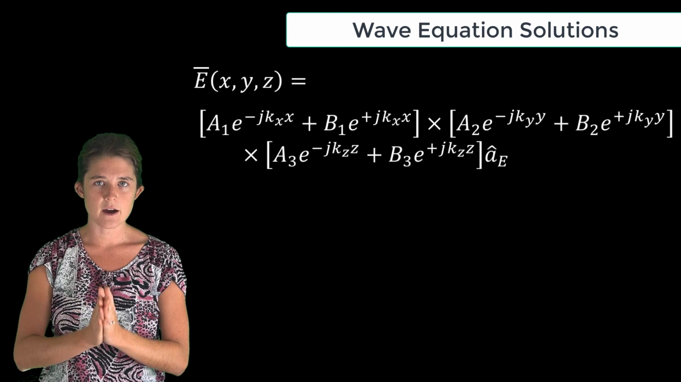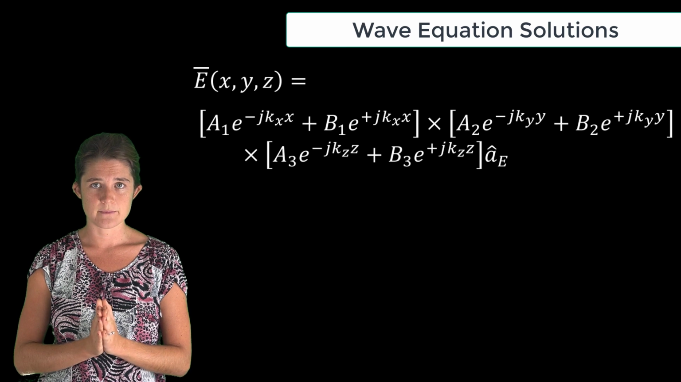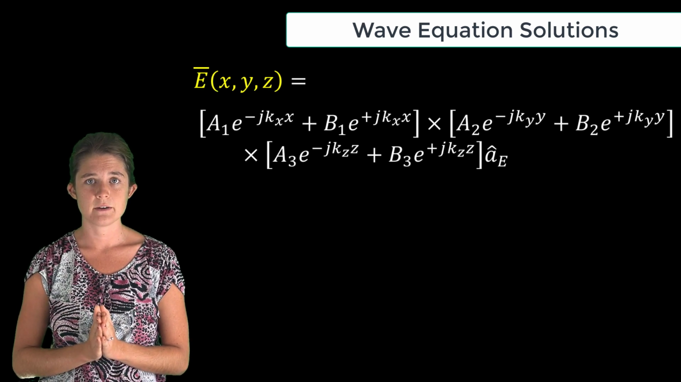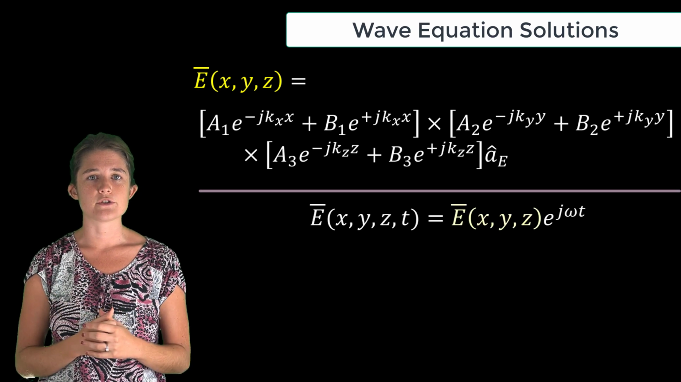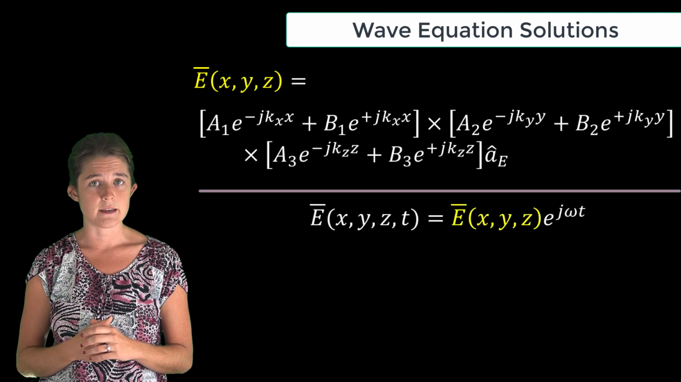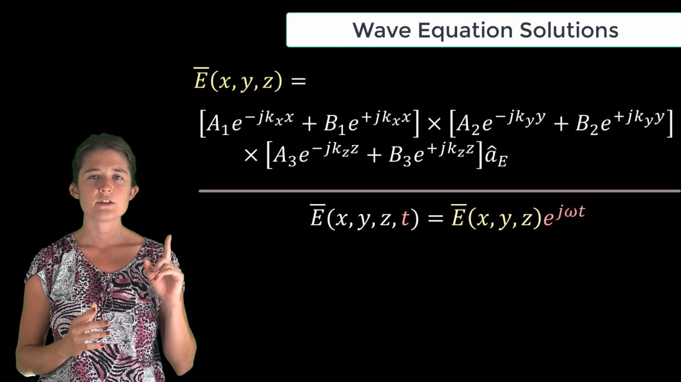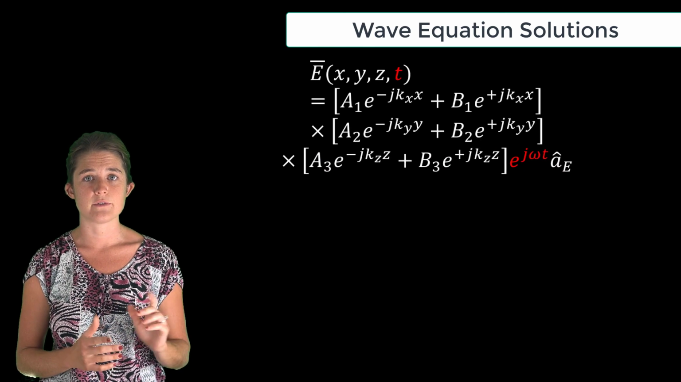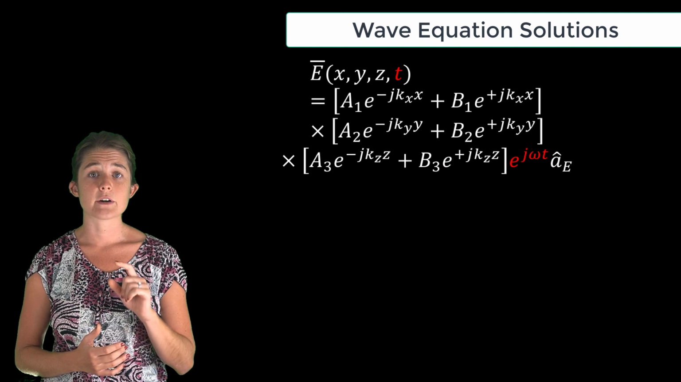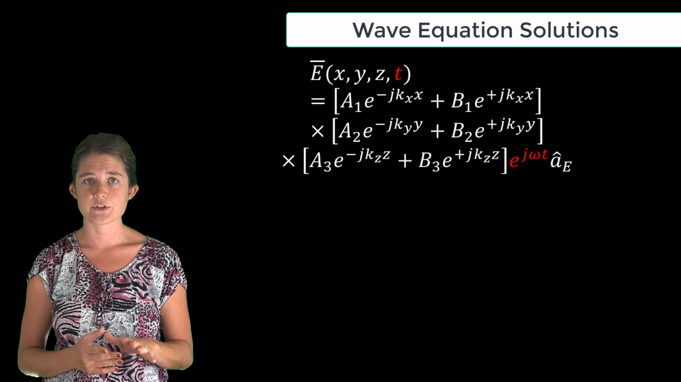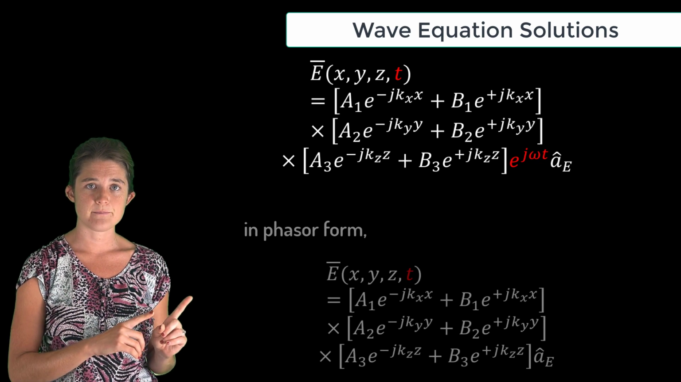Now, this is not our final solution for the electric field. This is the solution for the spatial factor of the electric field. Remember, our total solution was E of x, y, and z times the temporal factor, e to the j omega t. So this is the total solution for the electric field. However, if written in phasor form, the time harmonic term will be suppressed, so the solution will look like this.